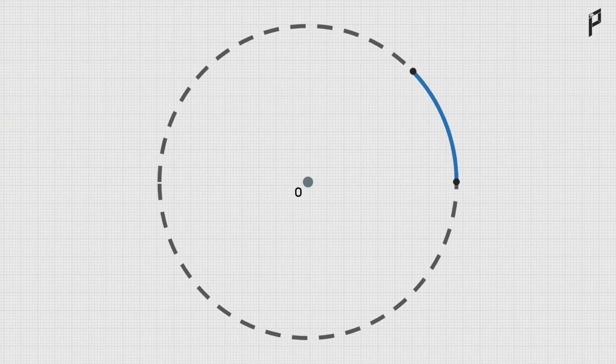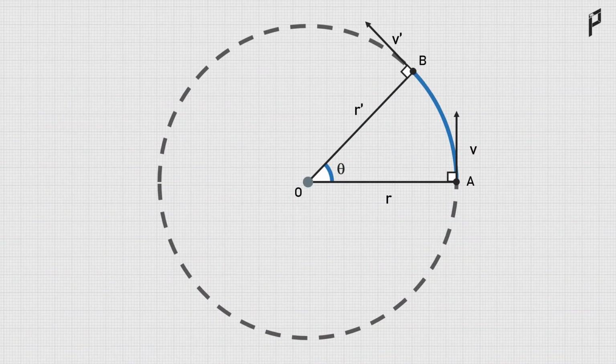But by how much or in what direction? So let's talk about that. Now, if you take a small interval in which the car has traveled from A to B around the roundabout and has traced an angle theta. Now let the radius from the center to point A be r, and the radius from center to B be r dash. And the velocities at A and B be v and v dash respectively.